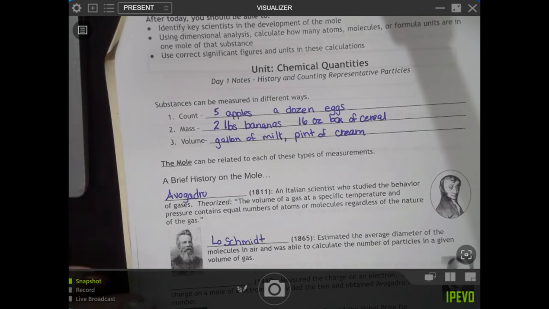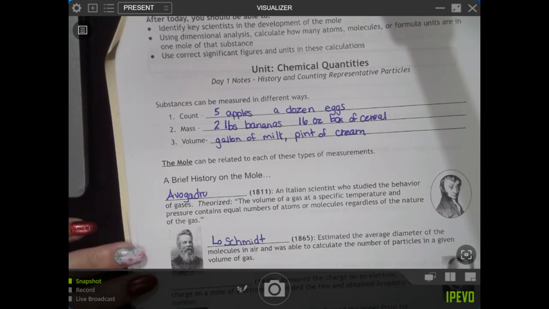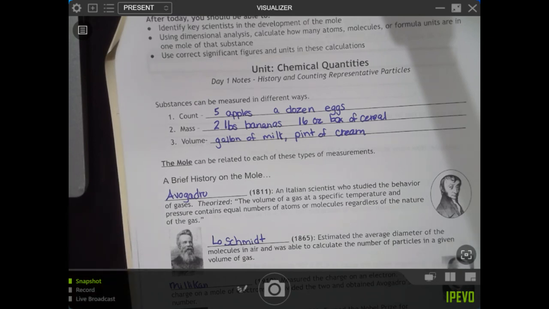Okay, and then finally, we get to Millikan. And he measured the charge on an electron. Okay, he's the one who figured out that the electron has a relative charge of -1. And based on that, he could look at a mole of electrons and figure out how to relate that to Avogadro's number, which we haven't talked about Avogadro's number yet, but we will.